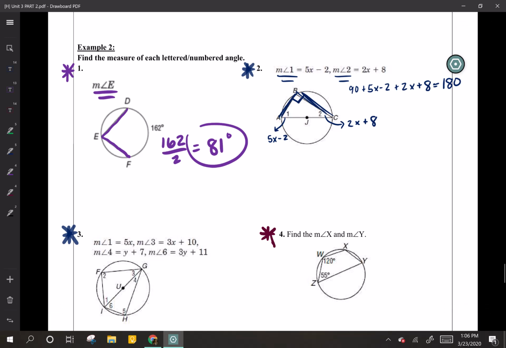If I combine like terms, you should get 7x plus 96 equals 180.